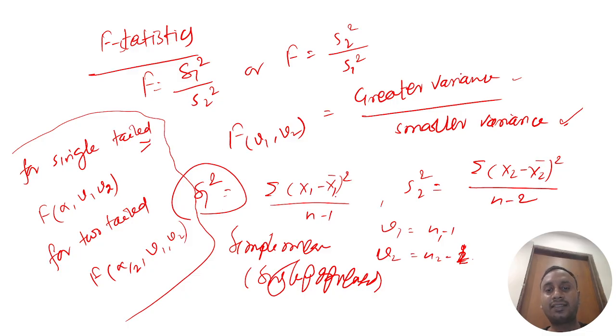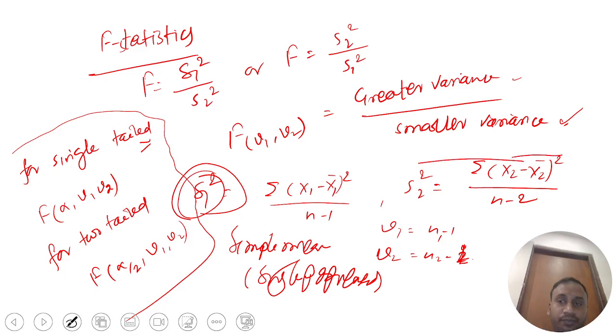Summation of x1 minus x1 bar, squared. It's already a square, so we don't have to take the square root actually. So now, based on that, we'll solve some problems.